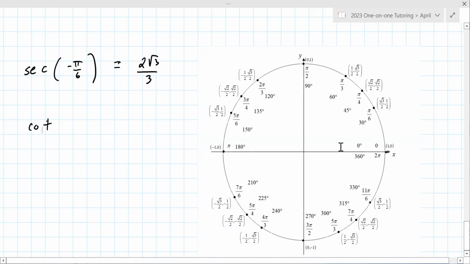All right. So cotangent now, we'll do cotangent of, which one have we not done yet? Let's do 2 pi over 3.